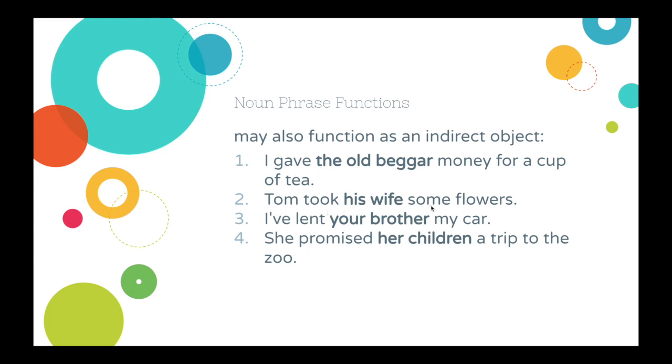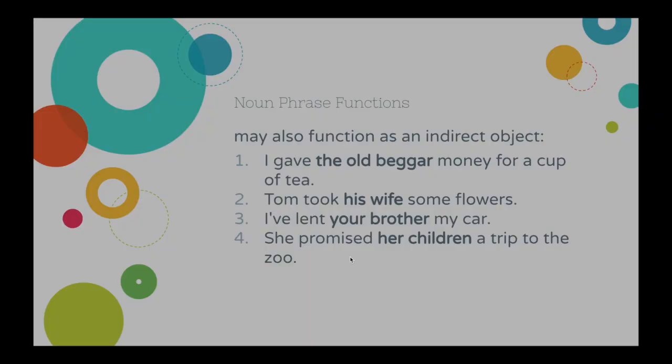Like this one as well. Tom took his wife some flowers. So you cannot give his wife to the flowers. No, you give the flowers to his wife, right? So the indirect object is his wife, while the direct object of the verb took is some flowers. And the other 2 examples, I hope you understand this one as well.